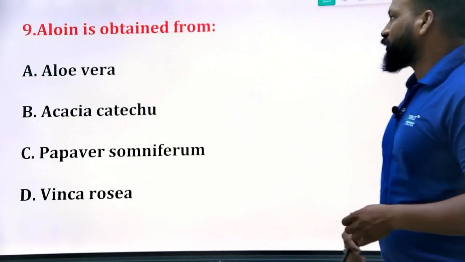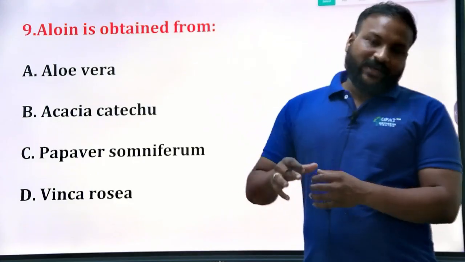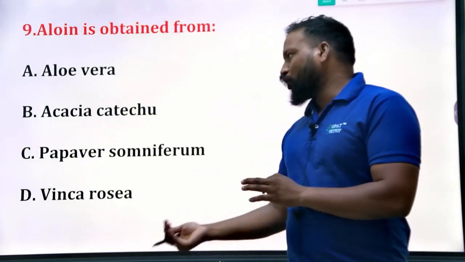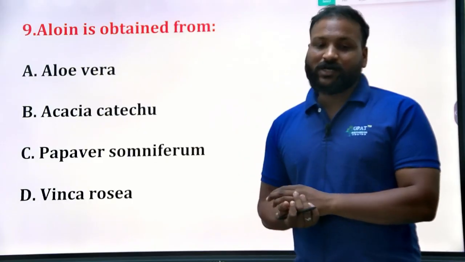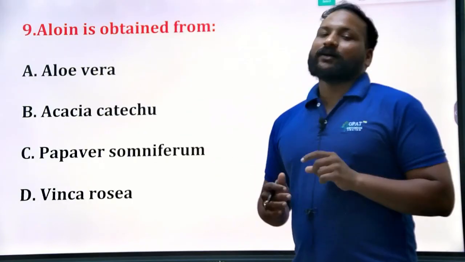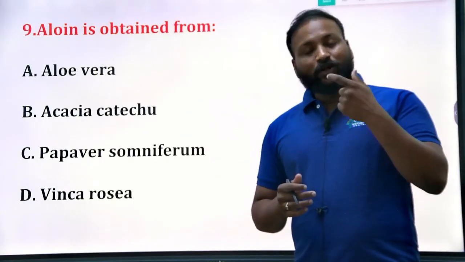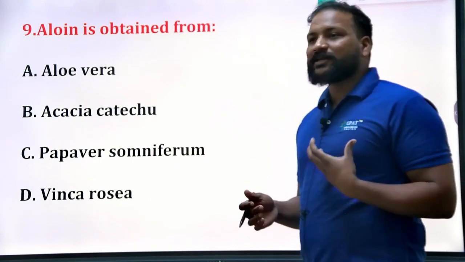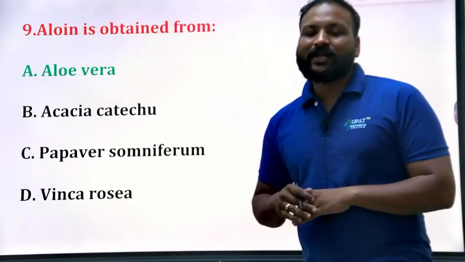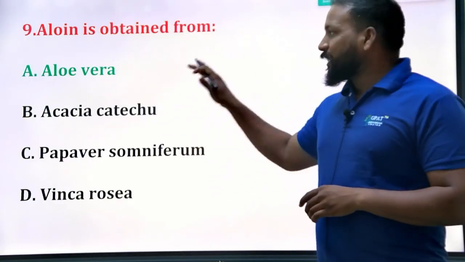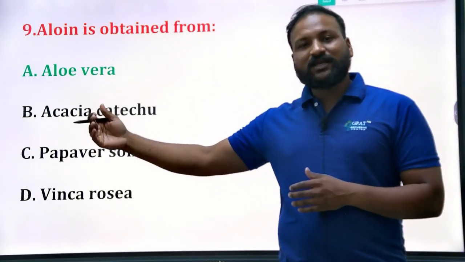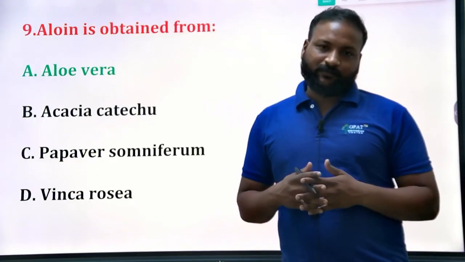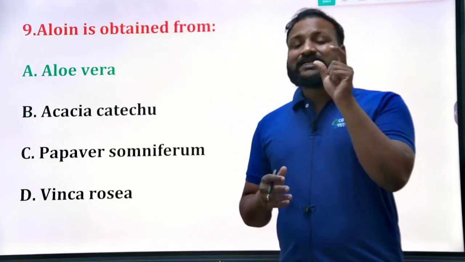Okay, next question. Aloin is obtained from, now again same prefix based question, from the genus itself. It is obtained from Acacia catechu or Papaver somniferum or Vinca rosea or Aloe vera, right? Aloin, emodin, aloe-emodin, all these are obtained from Aloe vera, an oleoresin. Now I think you understood that from the genus and species, these types of questions we mostly get. Okay, and also from the suffix.